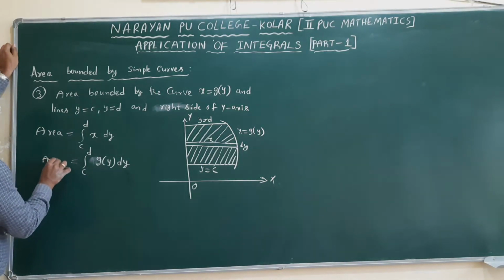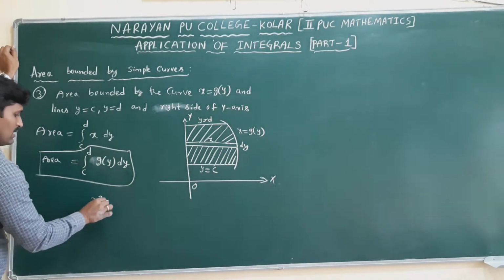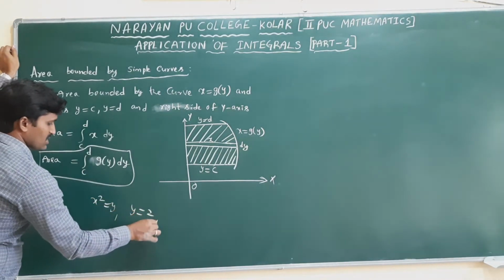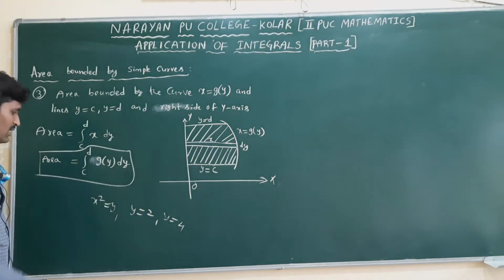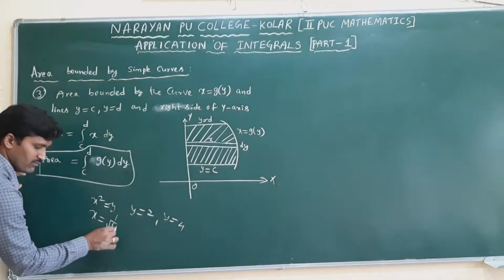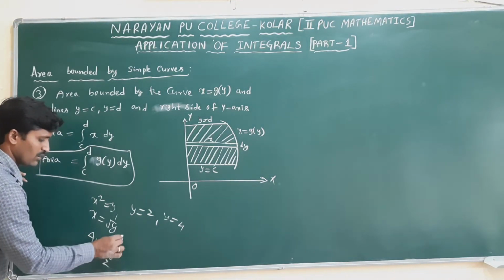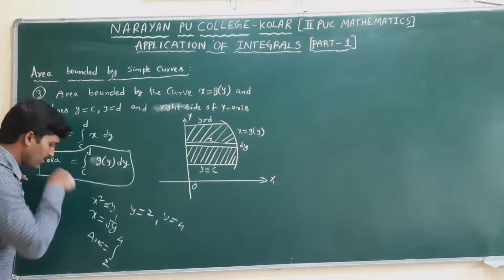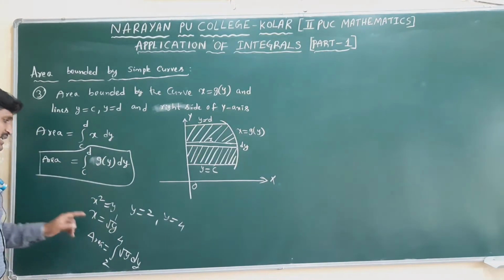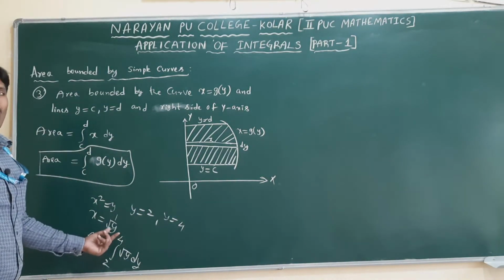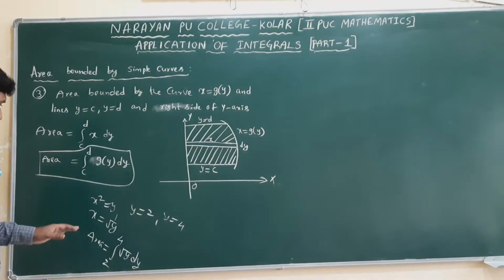This is another type of area finding. For example, simply, x square equal to y is given, and the y limits are 2 and 4, given with respect to the y-axis only. Here we need to find x in terms of y. X equal to root y. So how to find the area? Integral with lower limit 2 and upper limit 4, x dy. What is the x value? Root y dy. That's why x is a function of y, and y is a function of x. That's the way to integrate like this.